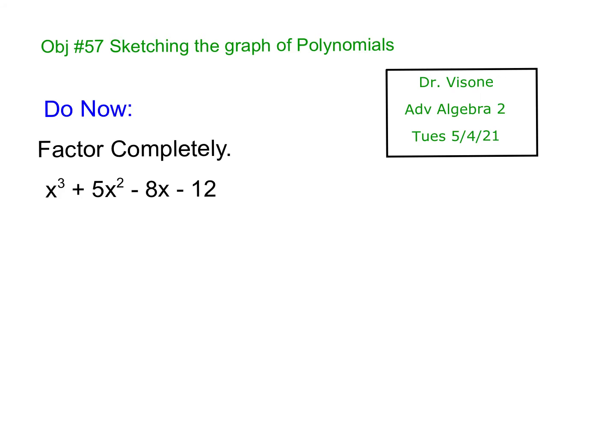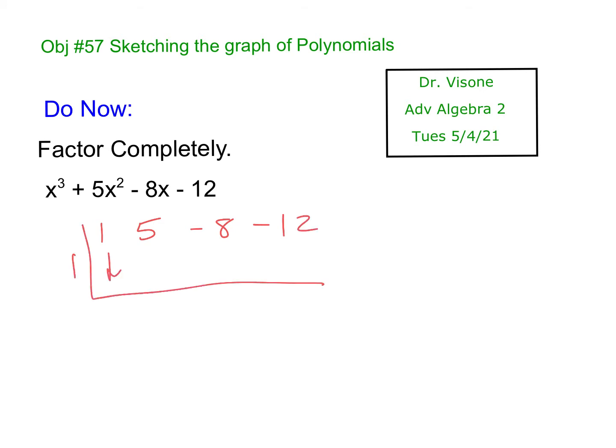Hi everyone. So we are going to continue with graphing polynomials. So I would like you to factor this problem. We're going to have to use synthetic division and guess and check. So I've got 1, 5, -8, -12 as my coefficients. So let's try some numbers.